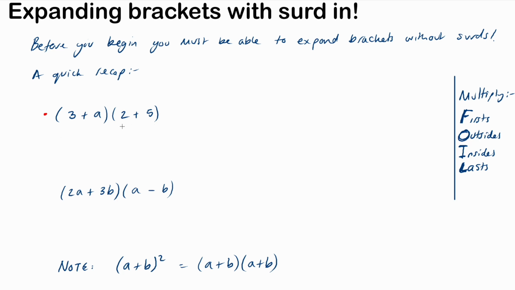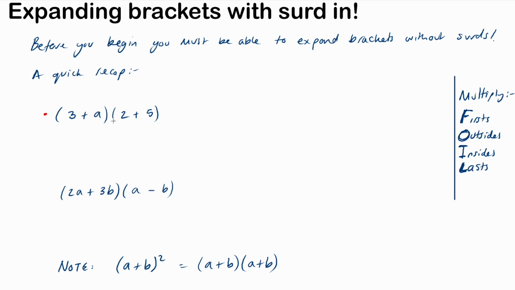Now I don't know how you've been shown this in the past, but the way I do it is I use a method called FOIL, which means I multiply out the firsts, then I multiply out the outsides, then I multiply out the insides, then I do the lasts, and then I simplify.